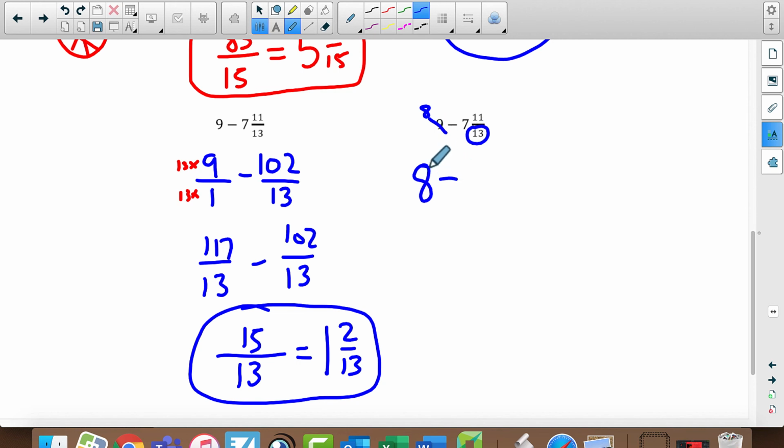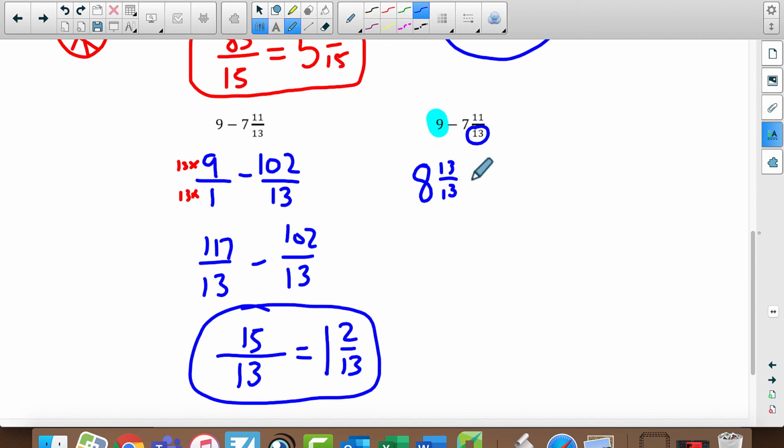So if I've borrowed 1, I have a whole 1. How many 13ths make up a whole 1? 13 13ths. Does that make sense? We had 9 right here, and I've made it 8 and 13 13ths. How come? Because 13 13ths is equal to 1, and if you add it on to the 8, you get 9.